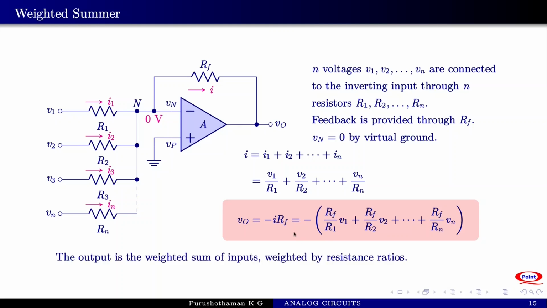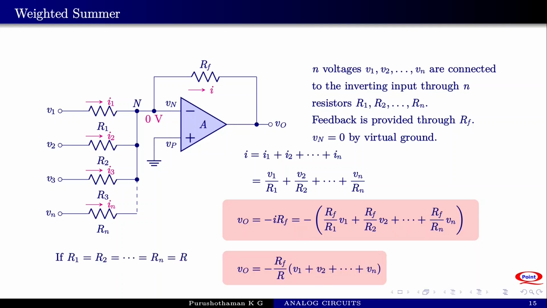Now if we put R1 equal to R2 equal to etc. equal to Rn equal to say R, then the expression for VO equals minus Rf by R into V1 plus V2 plus etc. plus Vn. So here, if all these resistors are equal, the output is proportional to the sum of the inputs. The sum is of course negative. If you want to get a positive sum, connect one more inverting amplifier to the output of this amplifier whose gain is equal to 1.